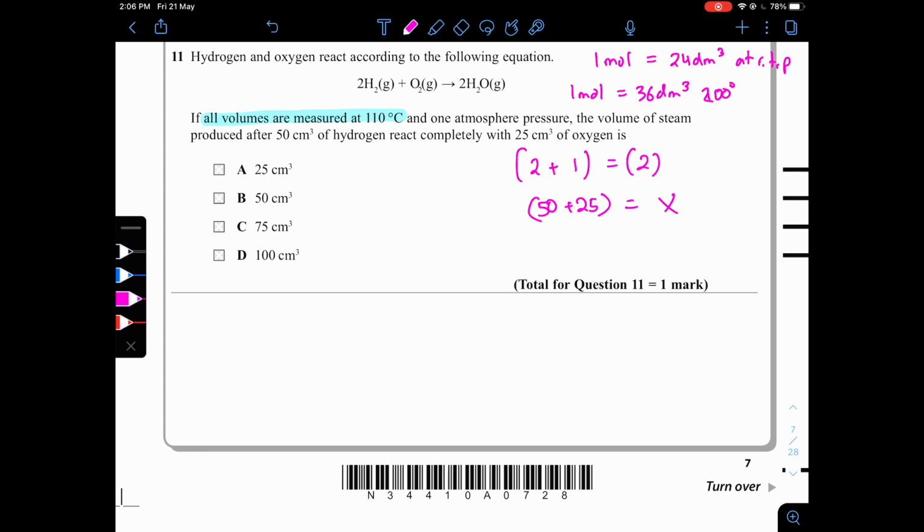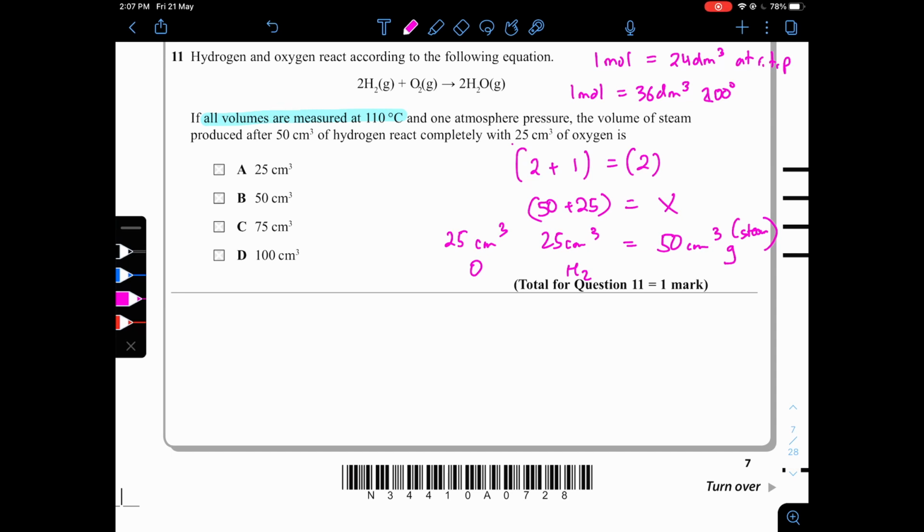So we have 50 centimeter cubed of this, so this is 2 moles of it, and it needs to react with 1 mole of 25 centimeter cubed. That means that 25 centimeter cubed of oxygen is only going to react with 25 centimeter cubed of hydrogen, right? So that means we're going to get a total of 50 centimeter cubed of steam, right? Because oxygen is our limiting reagent.